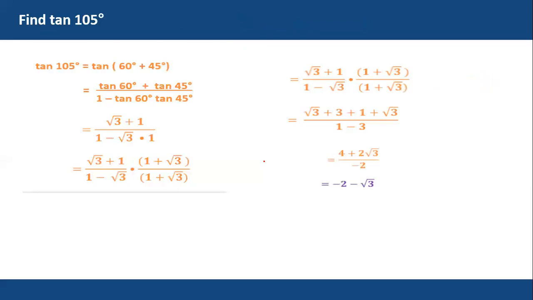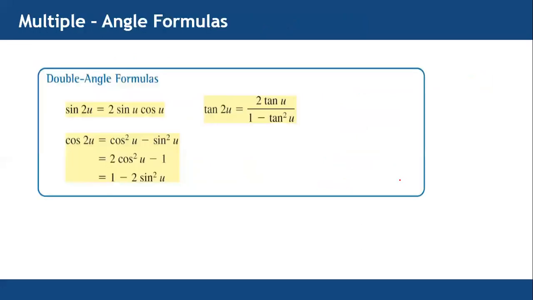Some formulas, like tangent 105 equal to what? Tangent of 60 plus 45. You can expand this one and simplify it. Our result is minus 2 minus the square root of 3. Okay, we discussed this one. We also discussed the double angle identities, that sine 2x is equal to 2 sine cosine, then cosine 2u, then you have tangent u. So we just discussed these things.